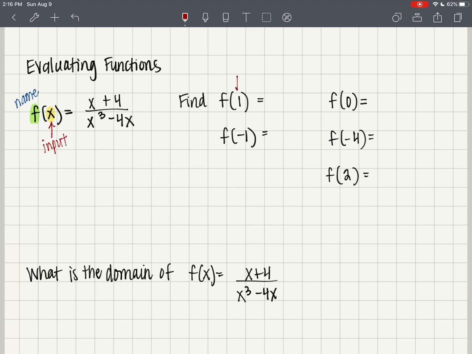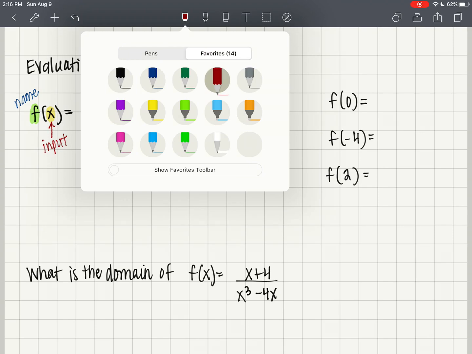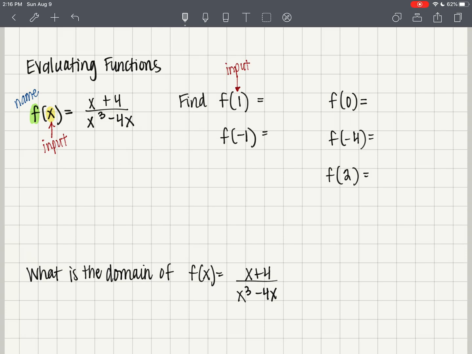So in the first example, find f of 1, we're going to input 1 into the function f. And we're going to simplify. So when I put a 1 in, I'm going to have, instead of x plus 4, 1 plus 4. And then instead of x cubed, I'm going to have 1 cubed minus 4 times 1.